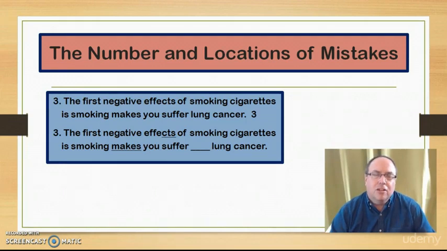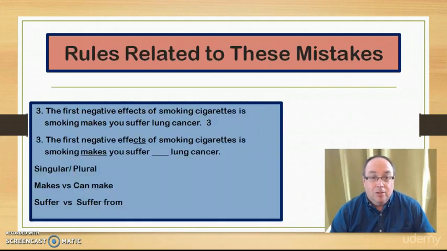All right, the next slide is going to show you what kind of mistakes there are. So the first kind of mistake is a singular plural mistake. The first negative effect, not effects. All right, when you say the first one of something, you're talking about just one of them. There could be many, many effects, but the first one is only one. So the first negative effect of smoking cigarettes is, all right, smoking makes.